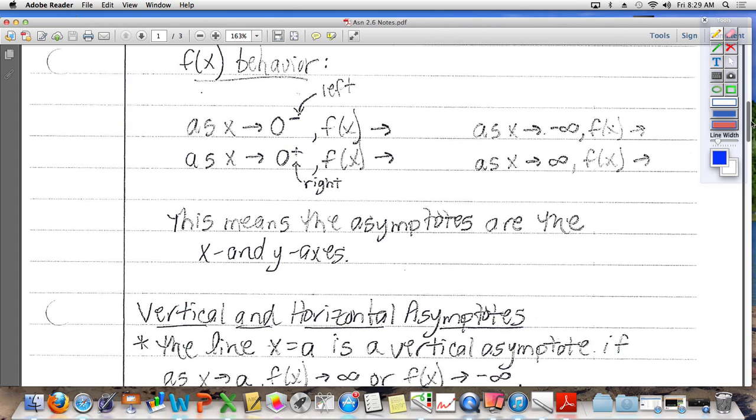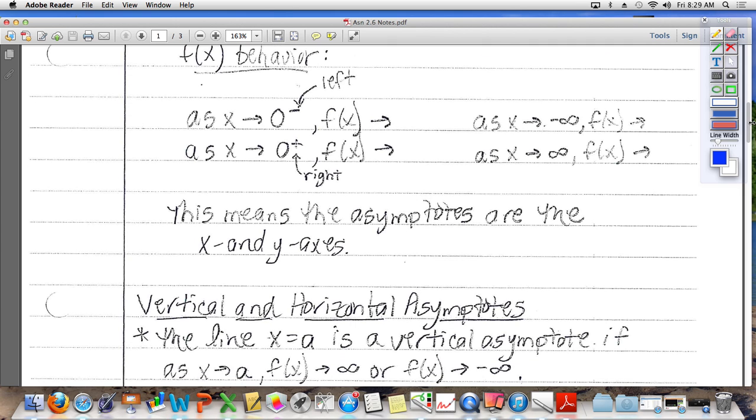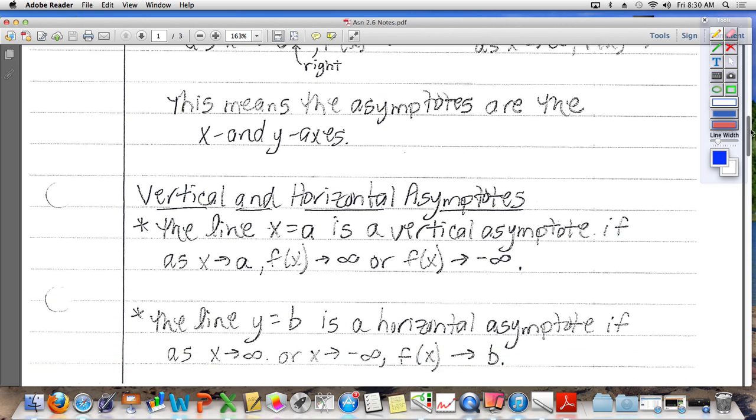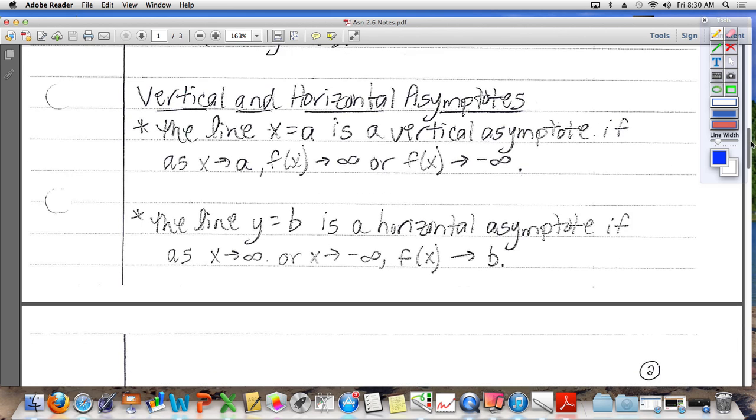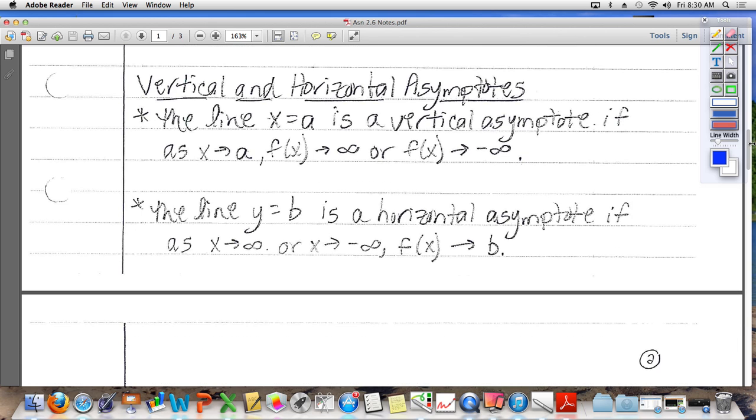Okay, so then I wrote down here that this means that the asymptotes are the x and the y axes. Because as we are approaching the x and the y axes, these graphs are headed up in the direction of positive infinity, or they're headed down toward negative infinity as I approach things from the left and from the right. Okay, so vertical and horizontal asymptotes. The line x equals a is a vertical asymptote. Okay, we need to talk about that.